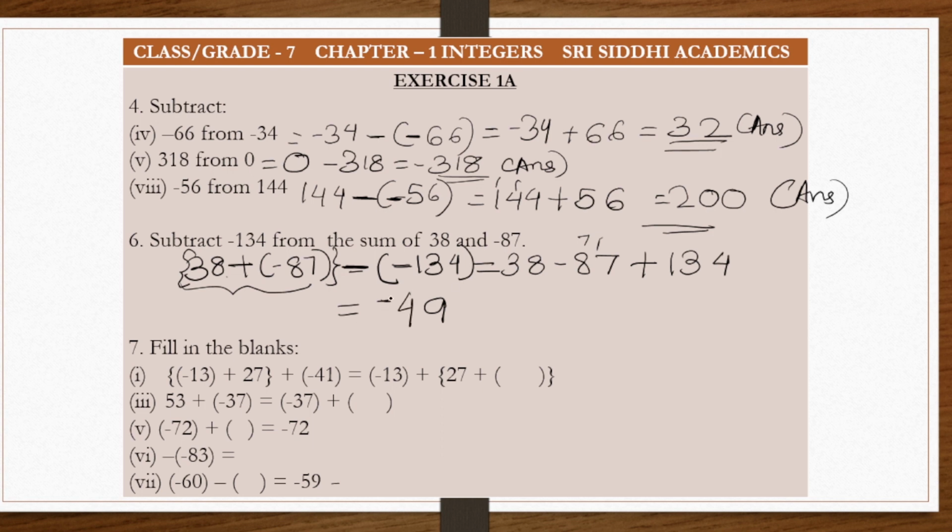So minus 49, because 87 is of bigger value. So the minus sign will come finally in this answer. Minus 49 will be the result, and then plus 134 we need to do. So here we need to do subtraction. Why? Because both the integers have different sign.